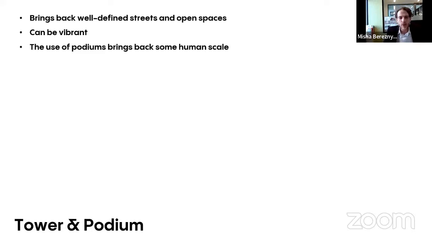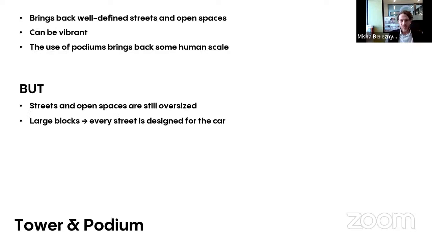So for this scheme, it does bring back well-defined streets and open spaces, and it can be vibrant, though it's far from guaranteed. And the use of podiums does bring back some human scale, but streets and open spaces are still usually oversized. And because it's comprised of pretty large blocks, every street has to provide car access. So what we end up with is that the main experience is that you are on this relatively big street with cars, and that's the neighborhood look and feel.